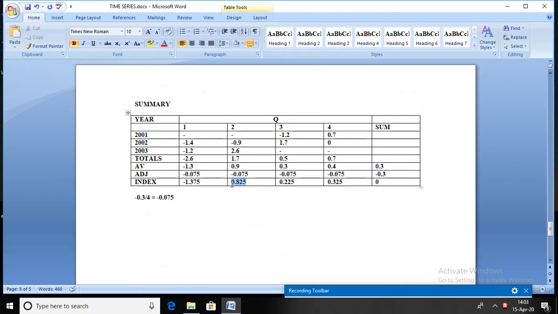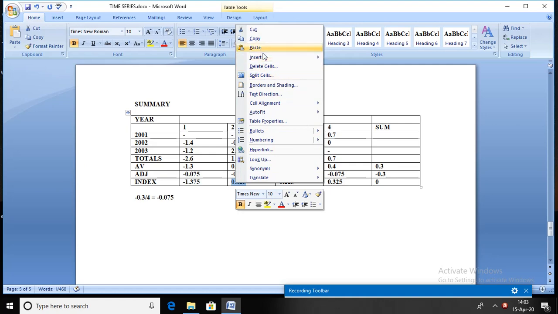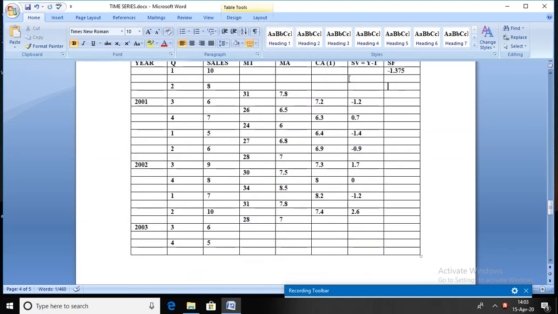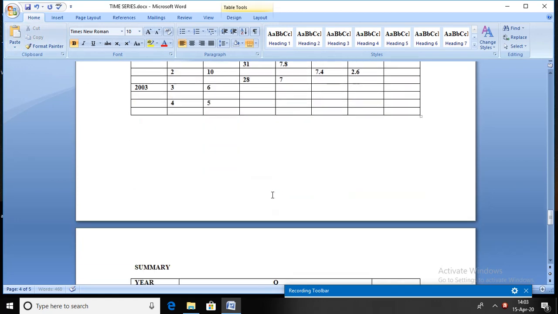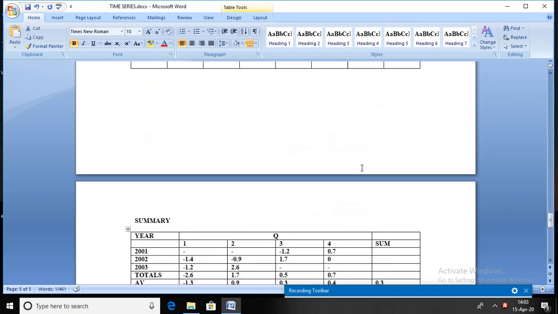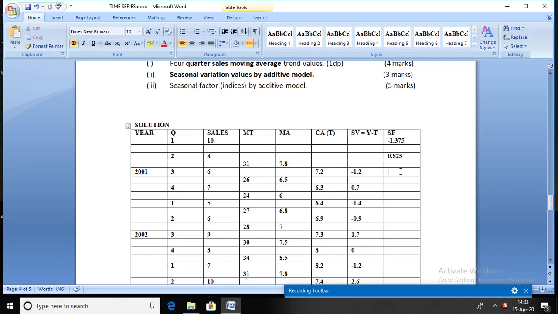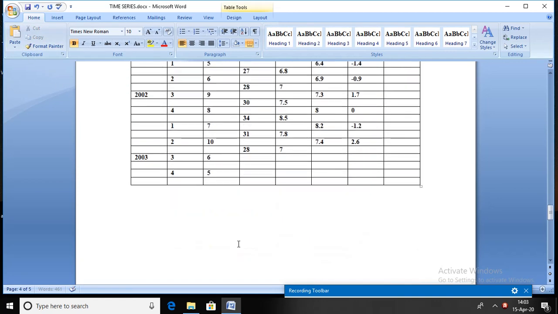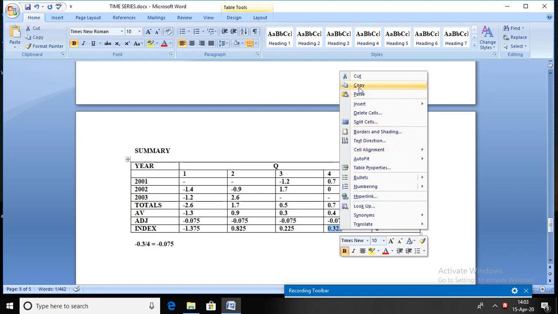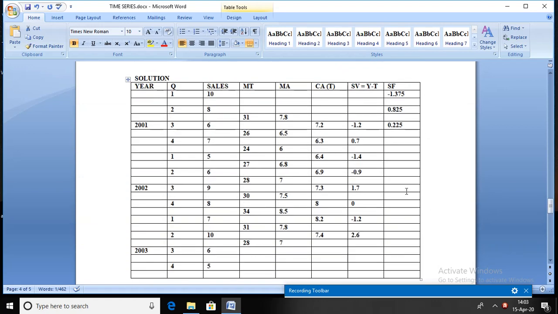For all second quarters of the year, the seasonal variation is going to be that one. For all third quarters of the year, that will be the seasonal variation. For all fourth quarters of the year, it will be that value. Those will be the seasonal variations.